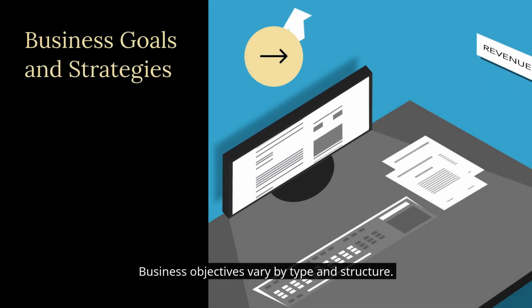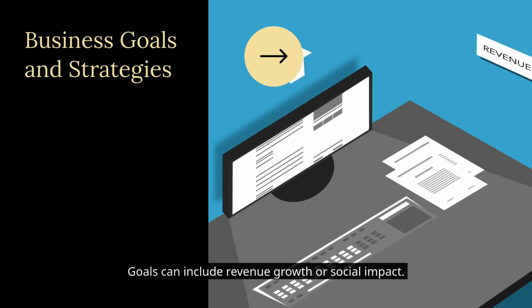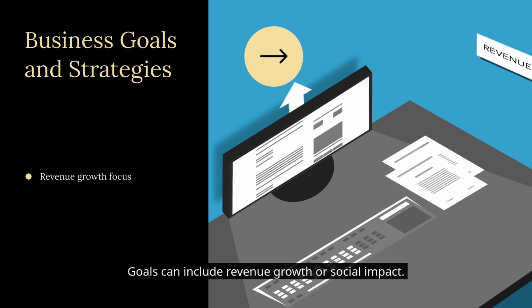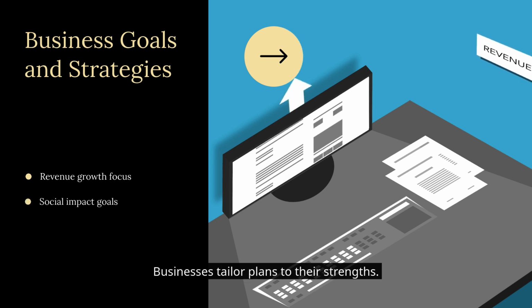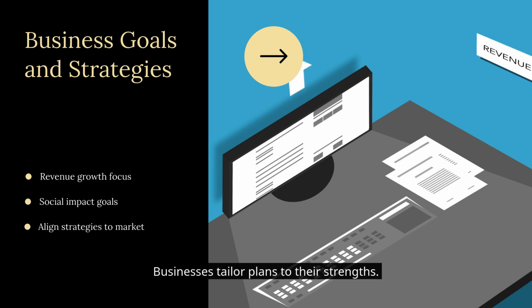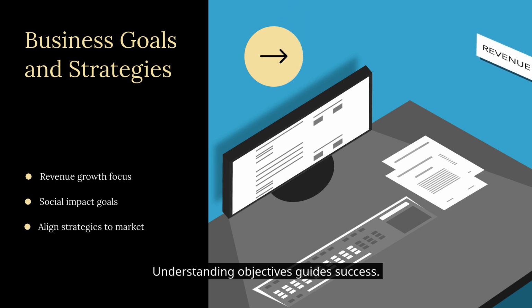Business objectives vary by type and structure. Goals can include revenue growth or social impact. Strategies must align with market needs. Businesses tailor plans to their strengths. Understanding objectives guides success.